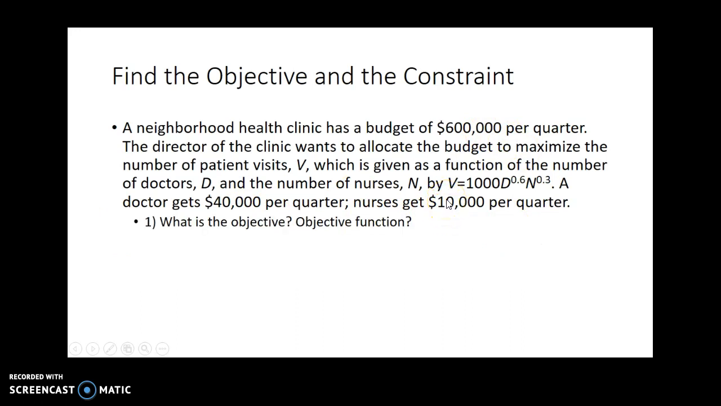So the first thing we want to ask ourselves when we have a constrained optimization problem is, we want to maximize this, but we're subject to the budgetary restrictions. So what is our objective? Well, it's to maximize the number of patient visits. Okay, what's the objective function? Well, the objective function is given to us, and I'll relabel it as f of x comma y equals 1000 x to the 0.6 times y to the 0.3.